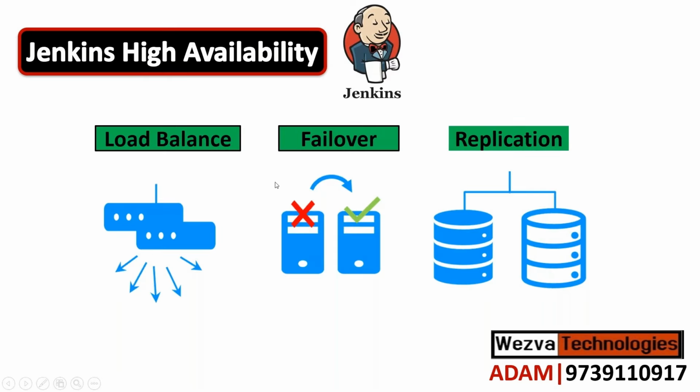So the moment a machine fails, you should automatically create another machine, make sure the data is also replicated, and at the same time, as a user when you're trying to access, it should also go to the new machine. So that is where high availability, especially for a tool like Jenkins, requires these three factors to be considered. So how do you get this?